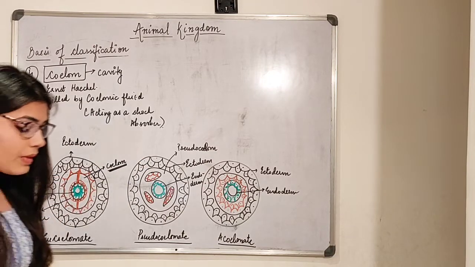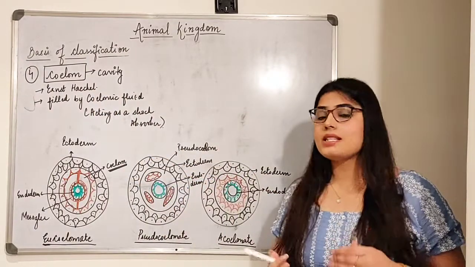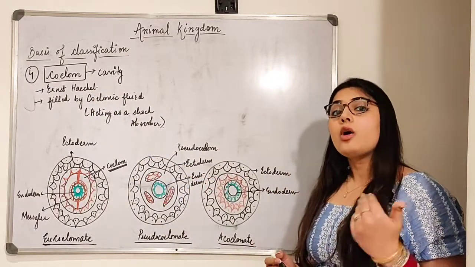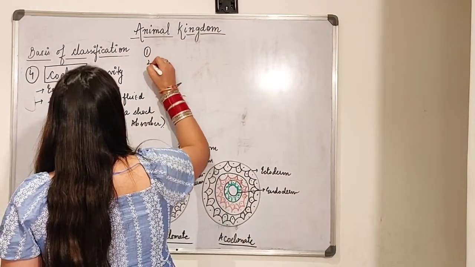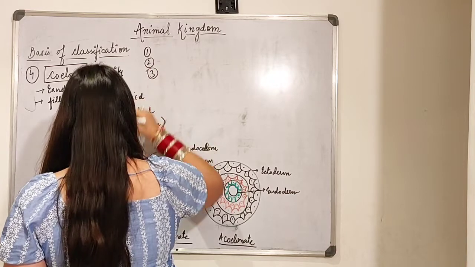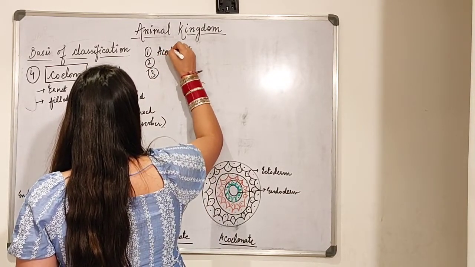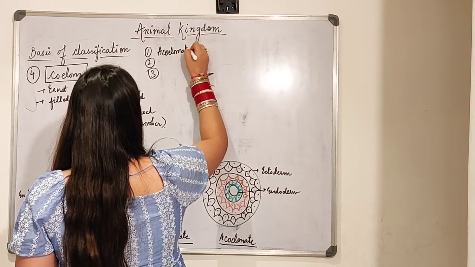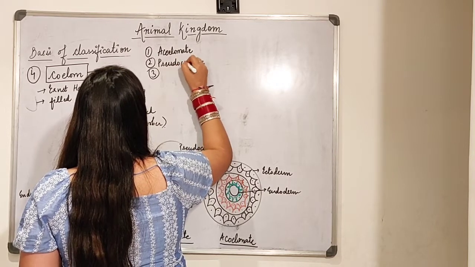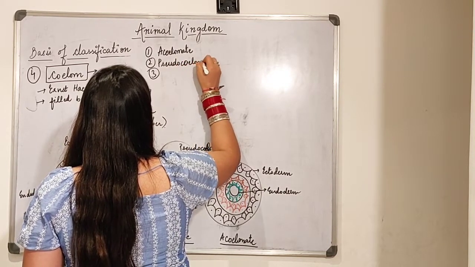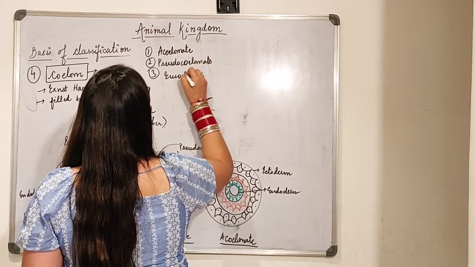So now, on the basis of coelom also the organisms are divided. But how many types of coelom are there? There are basically three types of coelom. The diagrams I have drawn below. First is acoelomate, then pseudocoelomate, and the last one is eucoelomates.